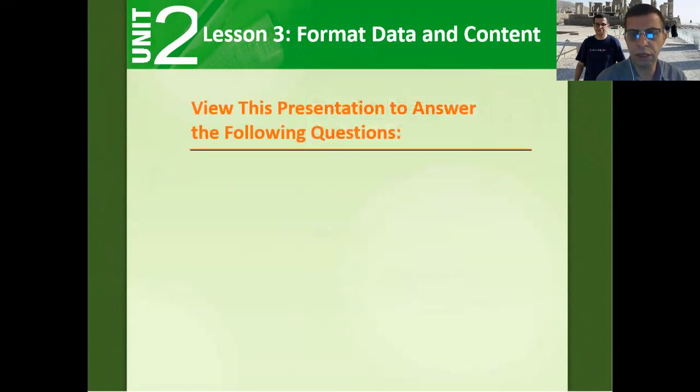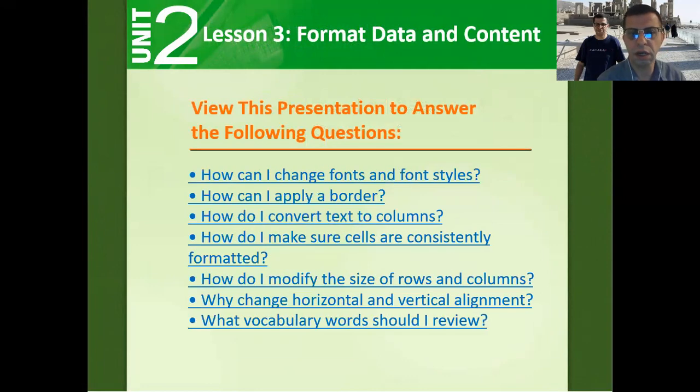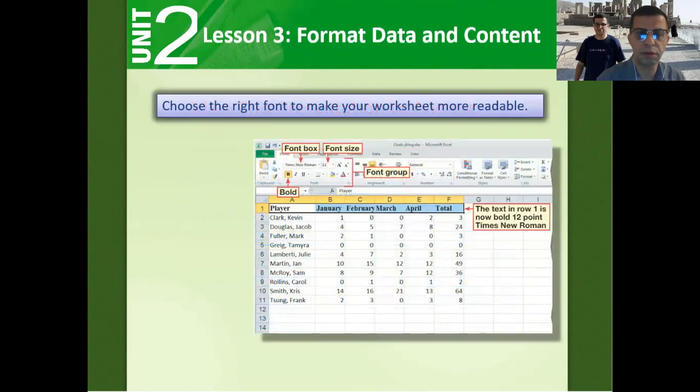So here the things we want to answer are: How can I change font and font style? How can I apply a border? How do I convert text to columns? How can I make sure cells are consistently formatted? How do I modify the size of rows and columns? Why change horizontal and vertical alignment? And what vocabulary words should I review and remember?